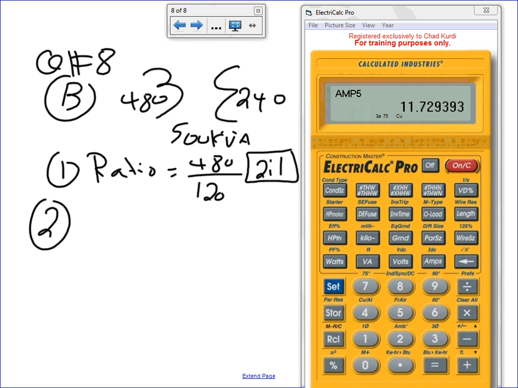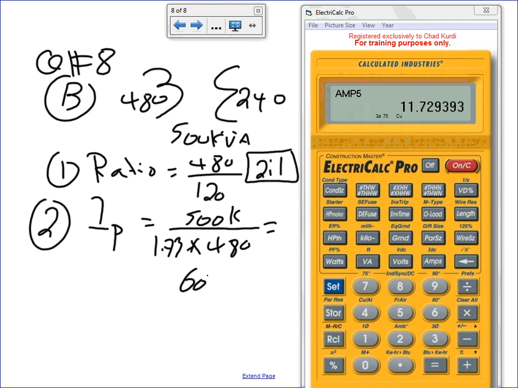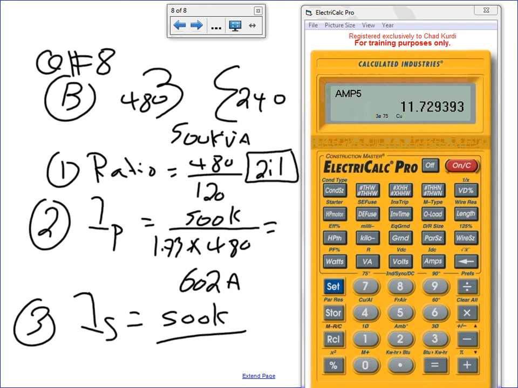Number two, I need to find I primary. When you find I primary for a three-phase, what do you do, guys? You take the 500 kVA, 500K divided by the voltage. What's the voltage? 480. But don't forget, Philip, 1.73, the multiplier for three-phase. And that will get me 602 amps. And the last one, number 3, is I secondary, equal to the same kVA quantity divided by 1.73 times the voltage. This time it's 240, so double the current.